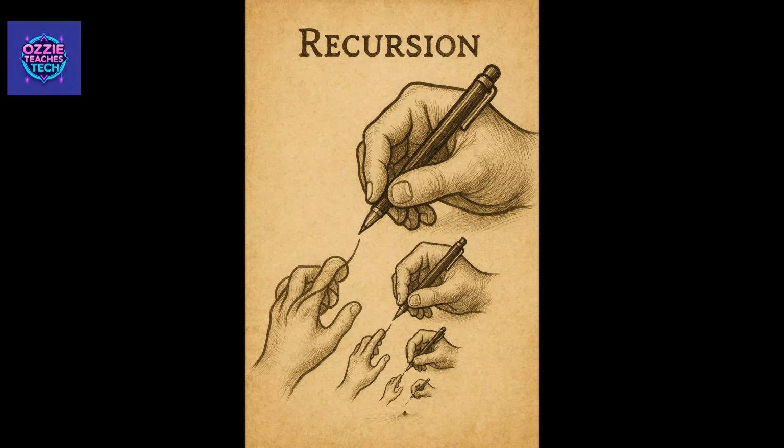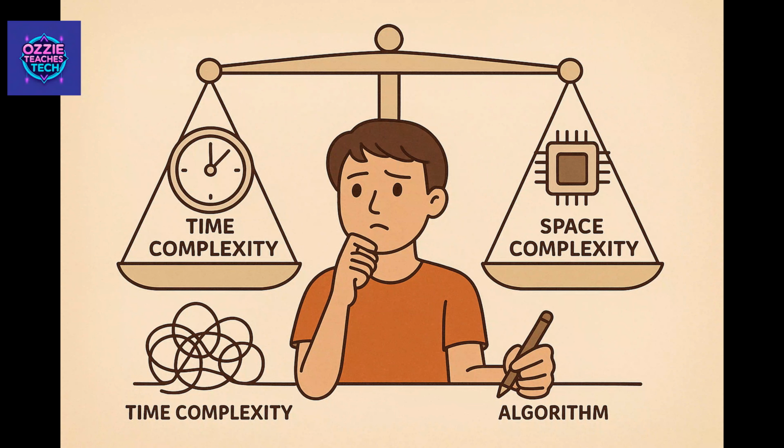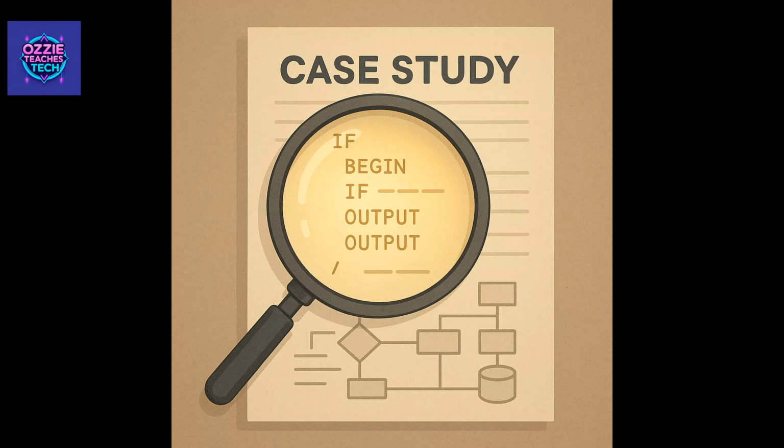4. Algorithm justifications. IB will ask, why did you choose this algorithm? You need to justify based on 1. Time complexity. Is it fast enough? 2. Space complexity. Does it use too much memory? 3. Context. What are the constraints of this specific problem? Here's an example. I chose merge sort over bubble sort because the data has 10,000 items, making an O(n squared) algorithm too slow. Merge sort's O(n log n) complexity is appropriate here. That's the kind of level of thinking that IB wants to see.